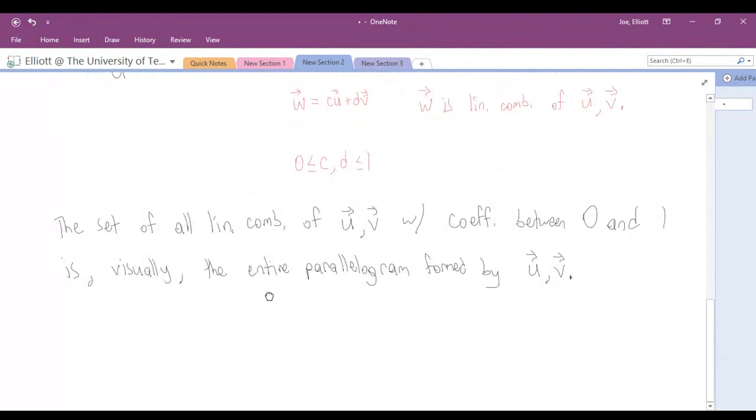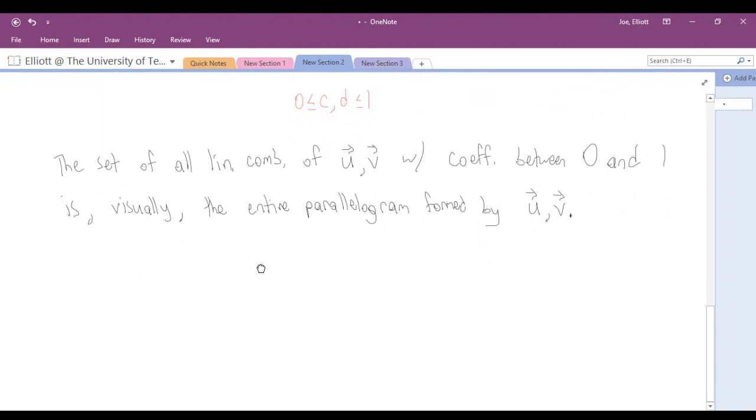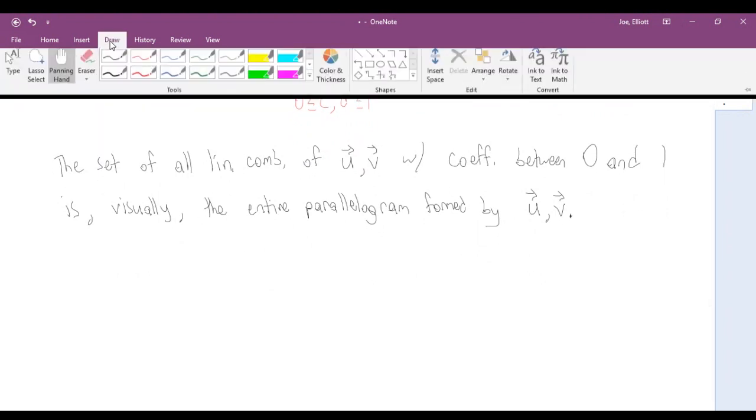Okay. All right, so next, let's take a look and see what happens if we adjust the range of the coefficients so that they are not restricted to be between 0 and 1.